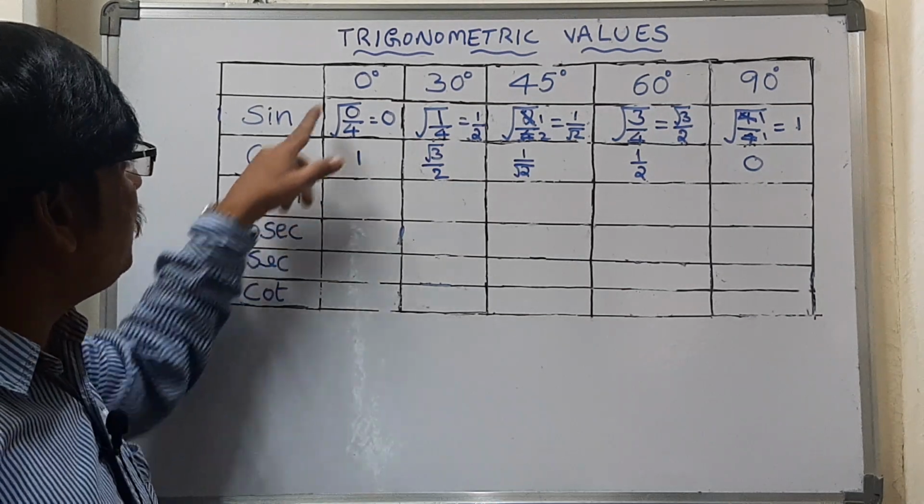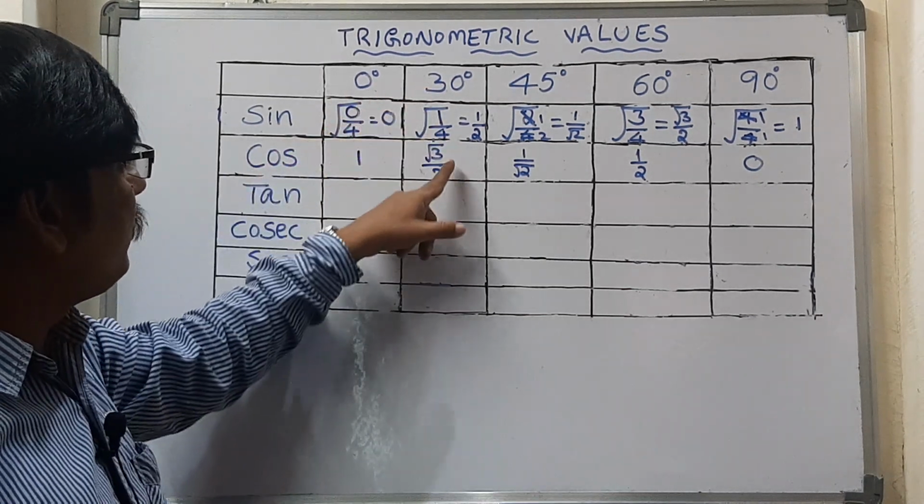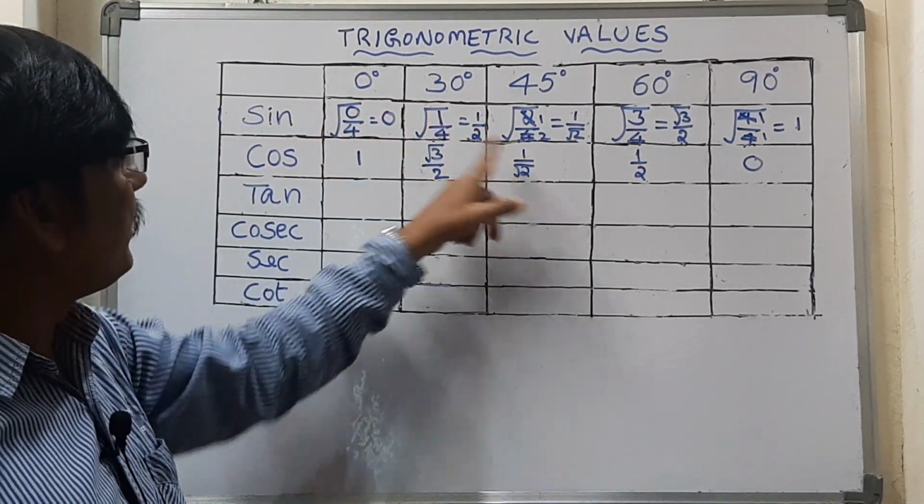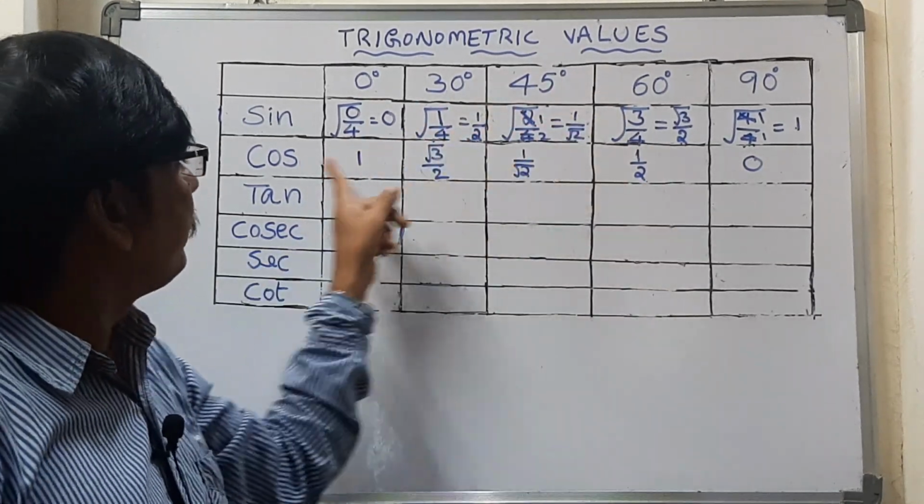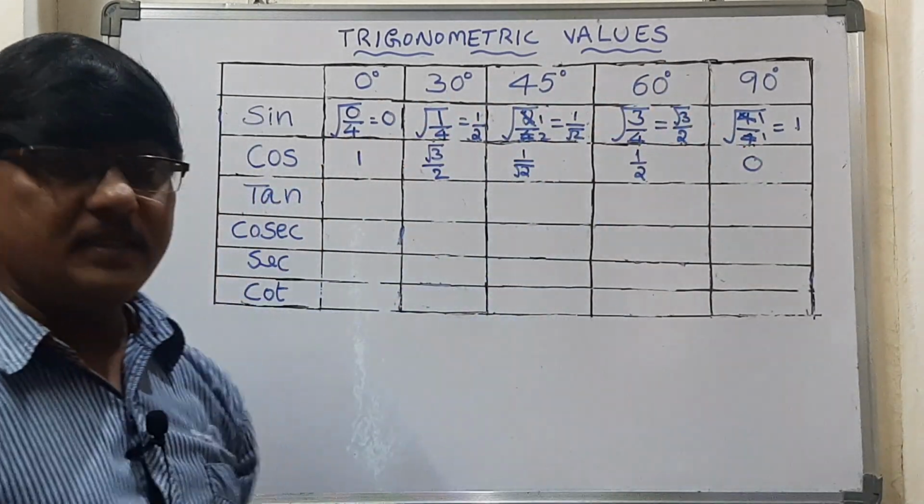And now see, cos 0 is 1. Cos 30 is root 3 by 2. Cos 45 is 1 by root 2. Cos 60 is 1 by 2. And even cos 90 is 0.